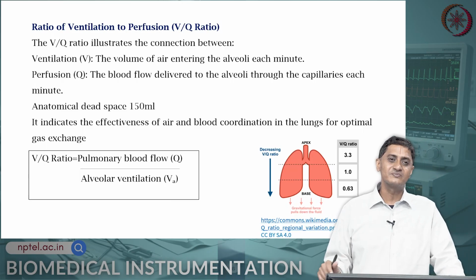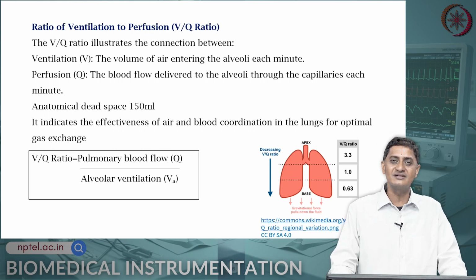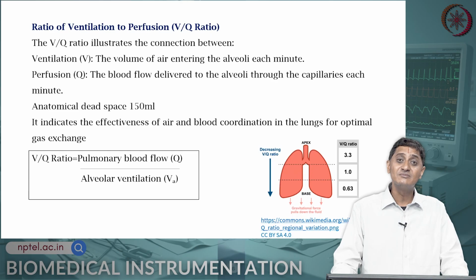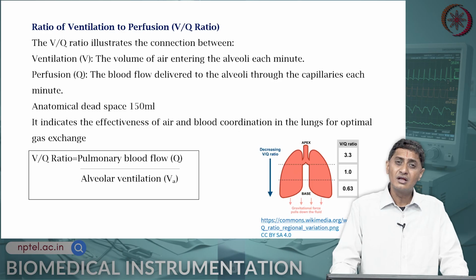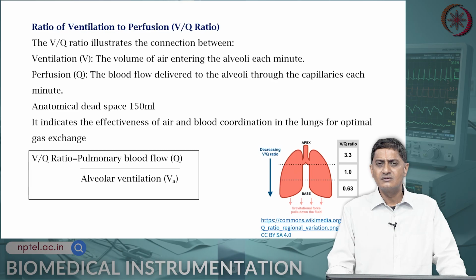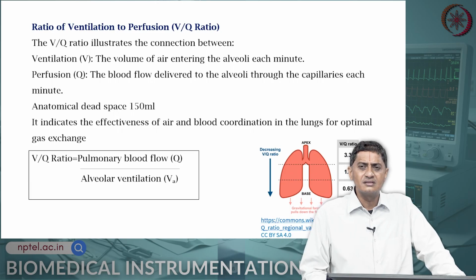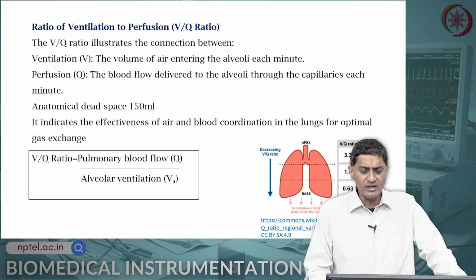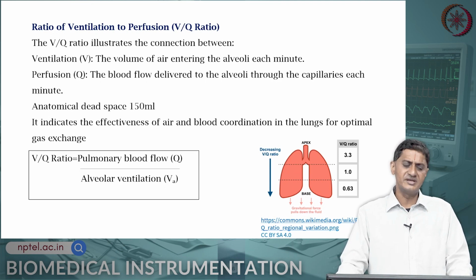The point is that ventilation means the amount of air, or the volume of air, that enters the alveoli each minute, per minute. Perfusion is the amount of blood flow that is delivered to the alveoli through the capillaries in each minute. So, how much blood is flowing into the alveoli per minute, per unit time.